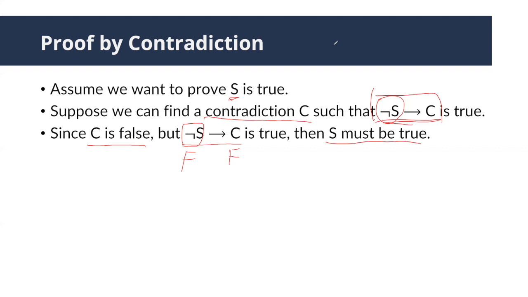Then some of you may ask why we do not prove S to be true directly instead of going through all this long route to prove another implication to be true. The reason is sometimes it's not easy to show S is true directly, and it may be easier to derive some contradiction from not S. That is proof by contradiction.